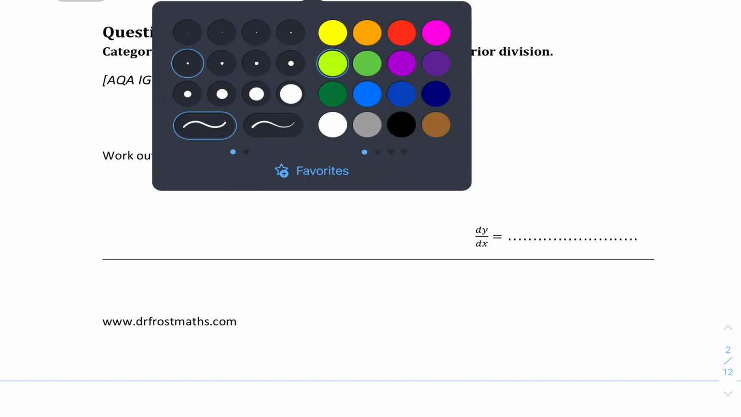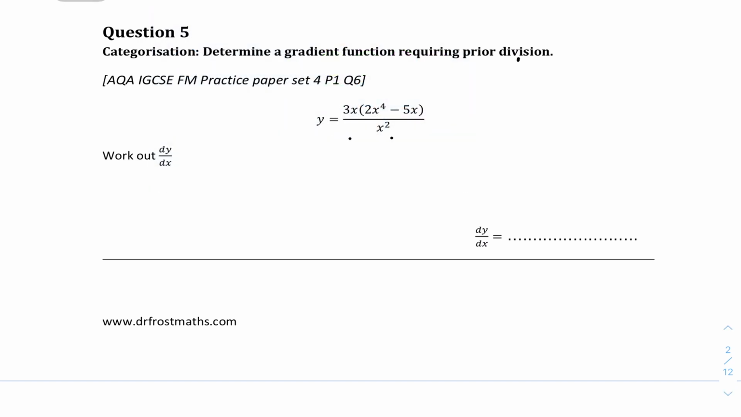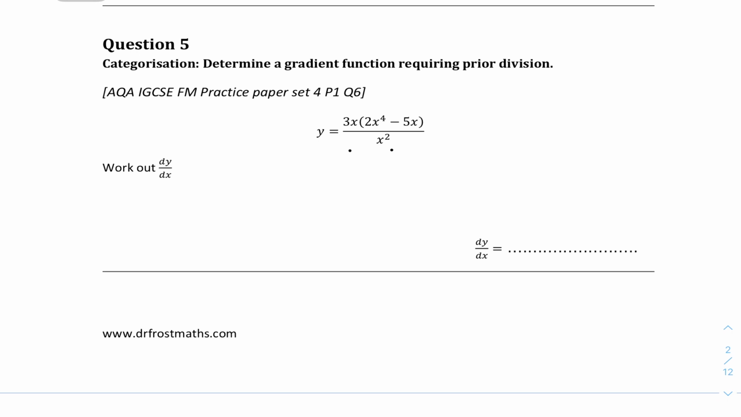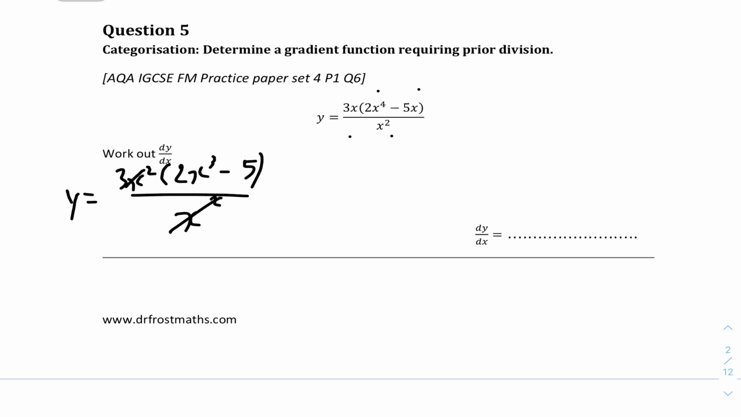And question 5, work out dy over dx given this equation. So we can actually spot a little trick, because we can factorize the x, because not all of the x are factorized. So it'll be y equals 3x squared times 2x cubed minus 5 over x squared. So we can cancel out the x squared, and then you will get 3 times 2x cubed minus 5, and if you expand it, it will be 6x cubed minus 15.